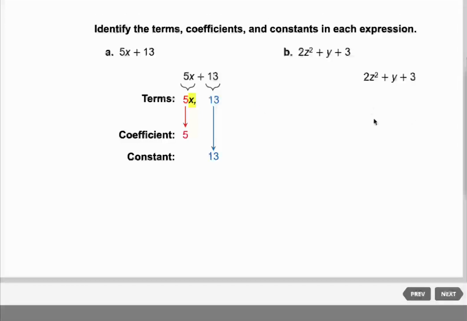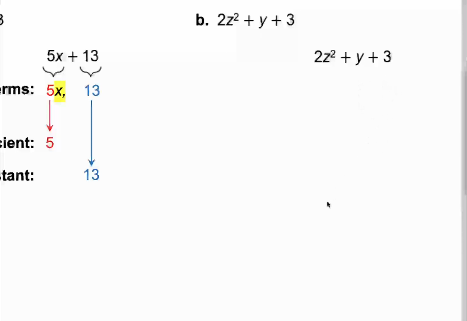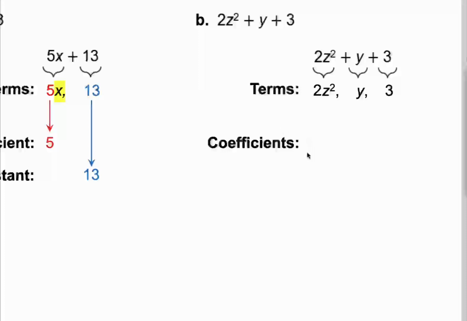Okay, now let's see the other one. 2z squared plus y plus 3. So we have here the terms. We have 3 terms. Sir, I want to see the number A. Okay, I'll show you. And the coefficients here are the numbers multiplied by the variables. The coefficient is the numerical factor of the term when we have a variable in this term. So we have 2 variables. We have z and we have y. So we have 2 coefficients. Here we have the 2. This is a coefficient.